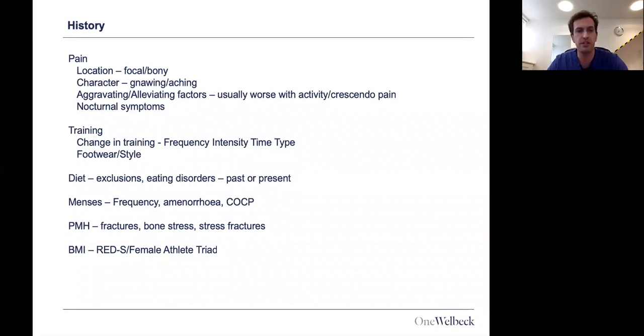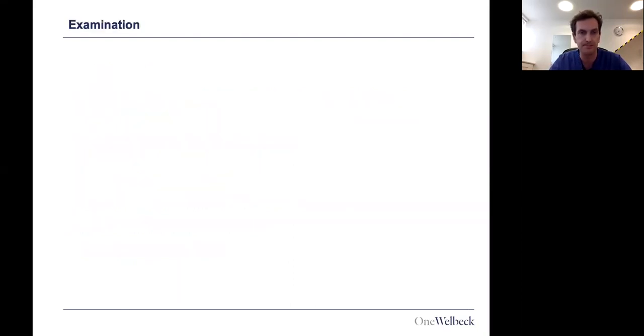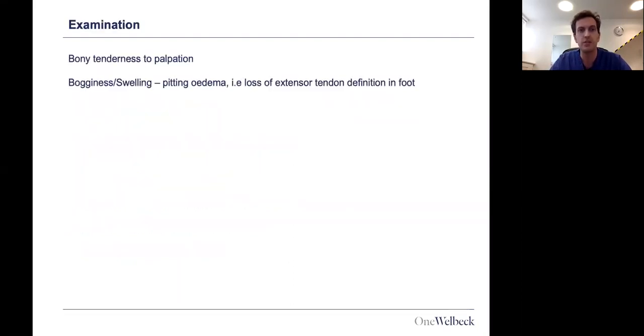Have they had bone stress or stress fractures in the past? That's another important question, and obviously a risk factor for developing future bone stress. And lastly, we're going to be asking about the BMI. It's important to determine if an individual has a particularly low BMI, because that potentially puts them at risk of certain syndromes such as the female athlete triad, which we'll go on to talk about a little bit more in a second.